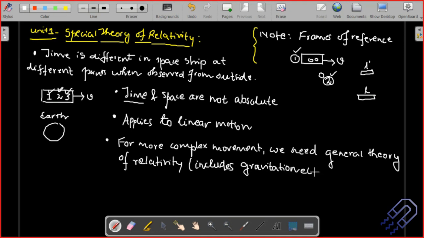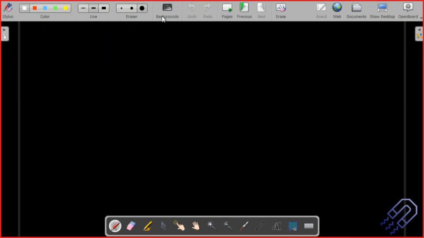In general theory of relativity, we have the inclusion of these terms: gravitation, non-linear motion, and so on. So it becomes a more complex system. At this point of time, you're doing a BTech course, so we are not really going into the general theory of relativity. Our study will be mainly focused on special theory of relativity. We're going to know the difference between general theory and special theory of relativity, which is not very complicated.